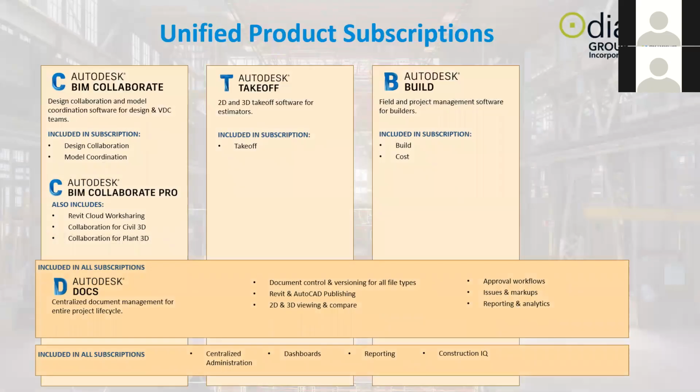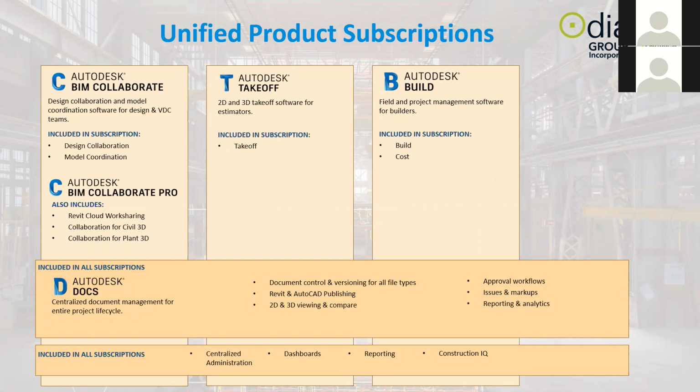So to understand the Autodesk Construction Cloud, this now includes a couple of different products or different subscriptions that, if you're looking to purchase, or if you have purchased, we've got 4 or 5 separate ones. One of them is Autodesk BIM Collaborate. This includes design collaboration and model coordination.